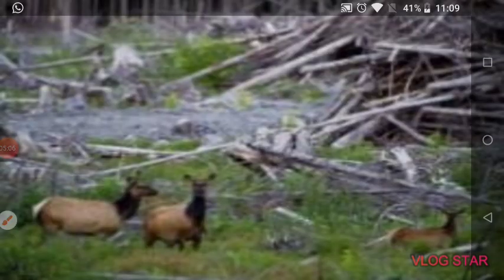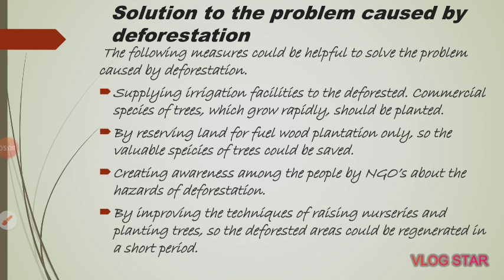Okay, now the solution to the problem caused by deforestation. Already we discussed the effect and the reason behind it. Okay, what is the solution to the problem? Now there is a solution for that: supplying irrigation water to the deforested areas. Okay, for example, commercial species of trees which grow rapidly should be planted.